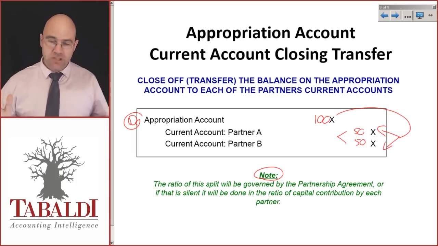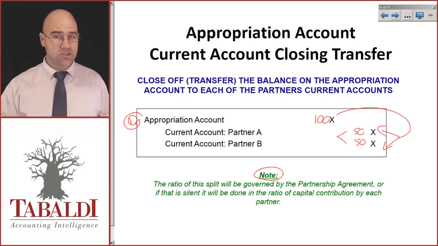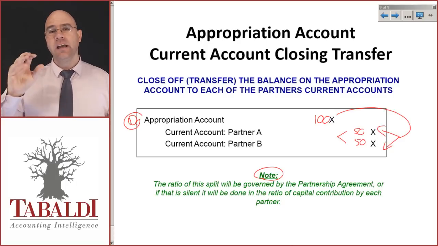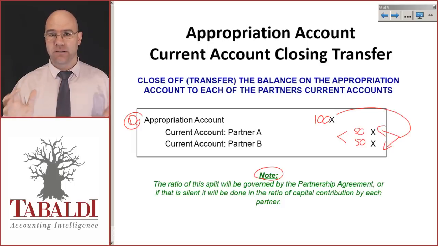Great, guys, so the appropriation account is done and dusted. This is tricky, work through it. We still need to quickly run through the drawings account close off and then show you, just sum it all up in the current account. Last step will be the financial statements.